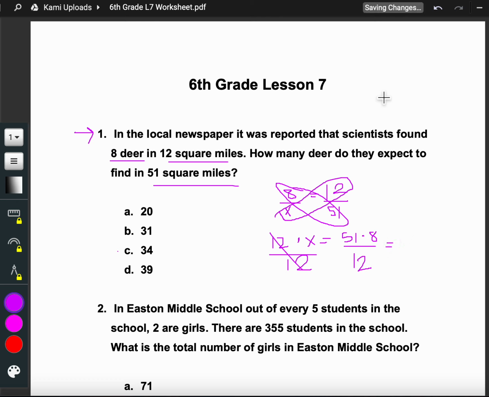So 51 times 8, we can do a quick little multiplication if you don't already know it in your head. So this should be 8, this should be 40. So this is 408 divided by 12. Now you can always do it the long way and do division, but for the time being, I'm just going to put it into the calculator. But I highly recommend that you manually solve it. So this is 34. So the answer is C.